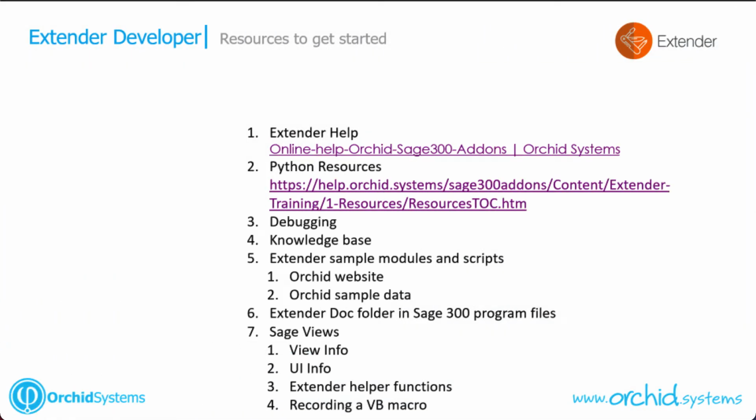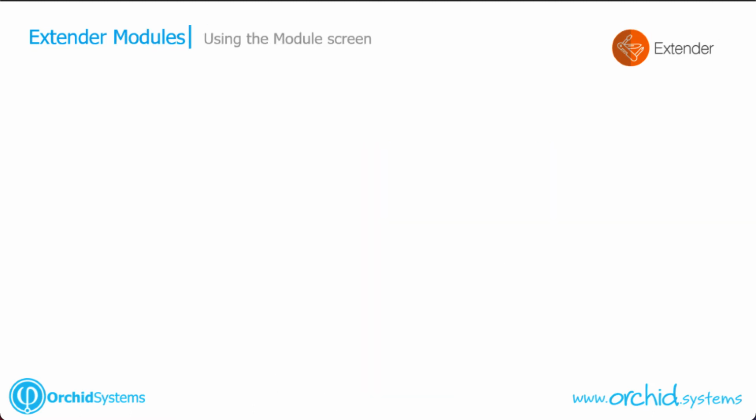Once you've looked at all the resources that are available for Extender and worked out what you want to do with Extender, often the starting point is going to be to use the module screen. The module in Extender is a way to group all your customizations that include your logging events, your message templates, your scripts, your custom tables. And the purpose of using a module is that it makes it easier to deploy between your test site, your UAT site, your live site.